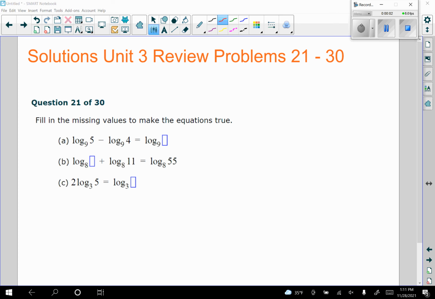And here are the solutions to the remaining problems of the Unit 3 review, 21 through 30. So for question 21, we're using the properties of logarithms just to fill in the blank here. On the left side, when we're subtracting, we would get log base 9, and we would divide the values here. So we're looking at 5/4.